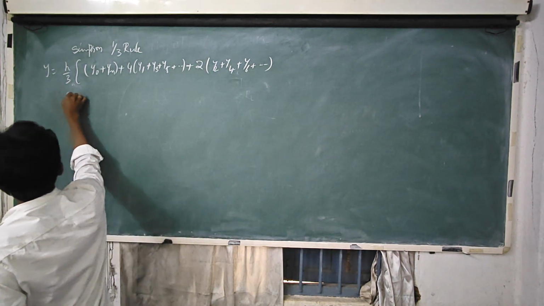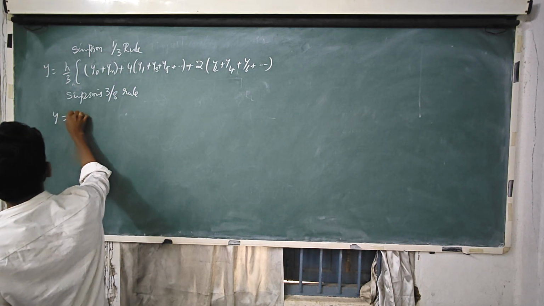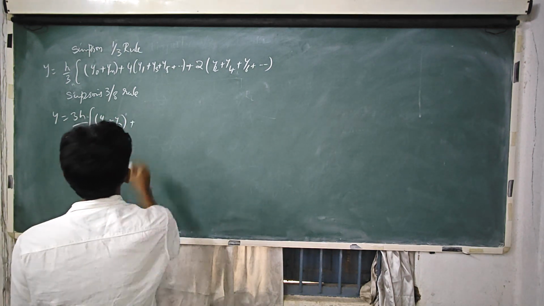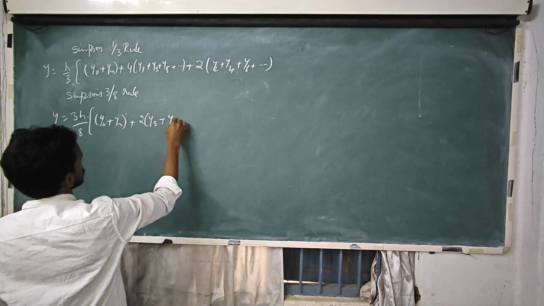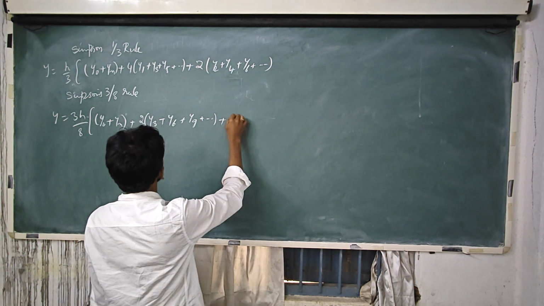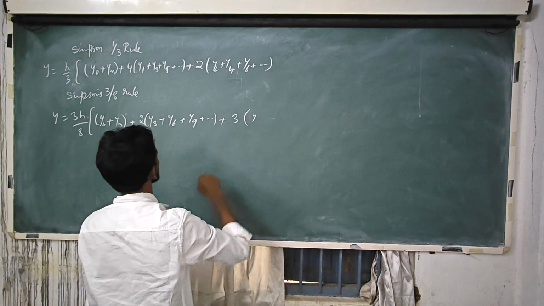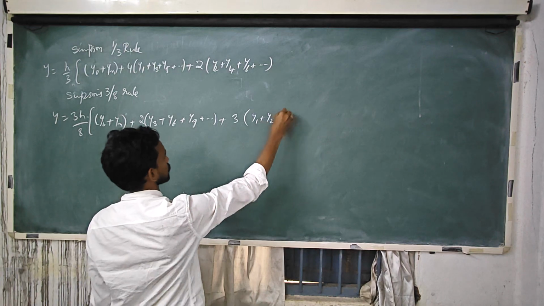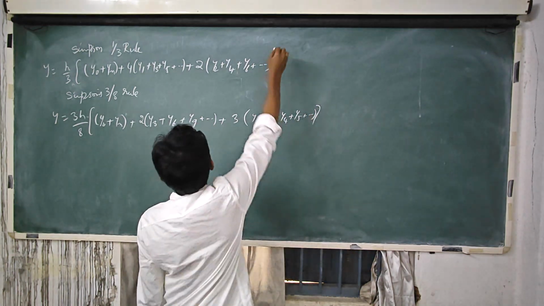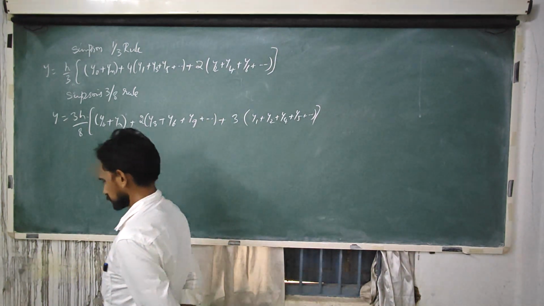And Simpson's 3/8 rule, y0 plus yn plus 2 into y3 plus y6 plus y9, all multiples of 3, plus 3 times all other terms. Right, so you have to write a program for this.